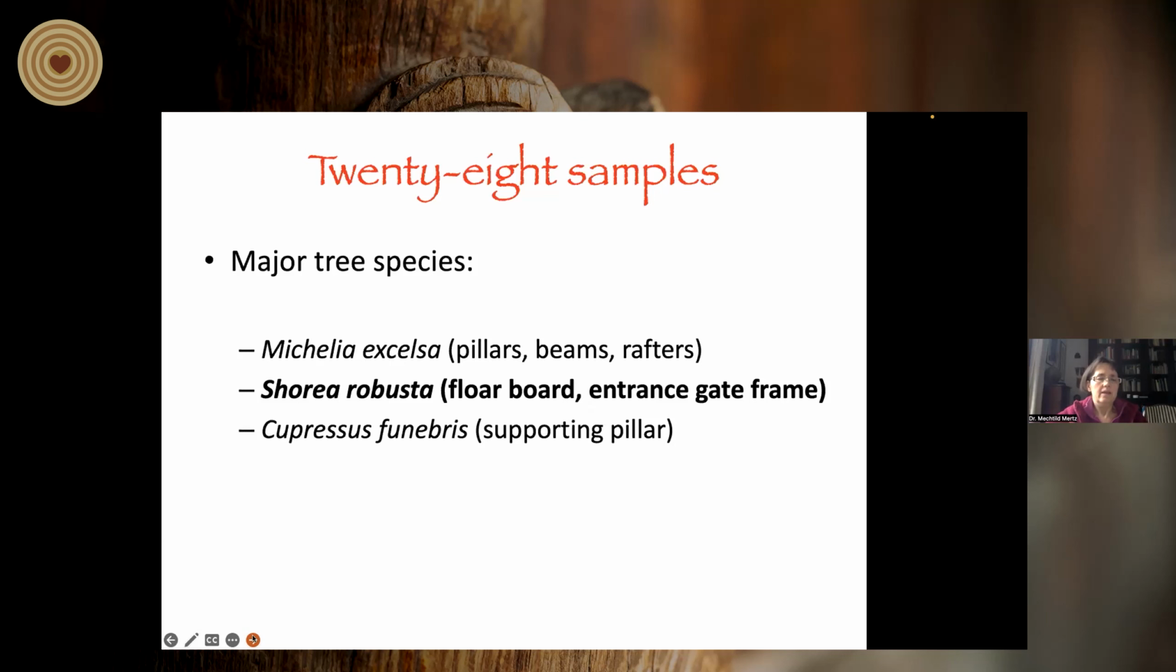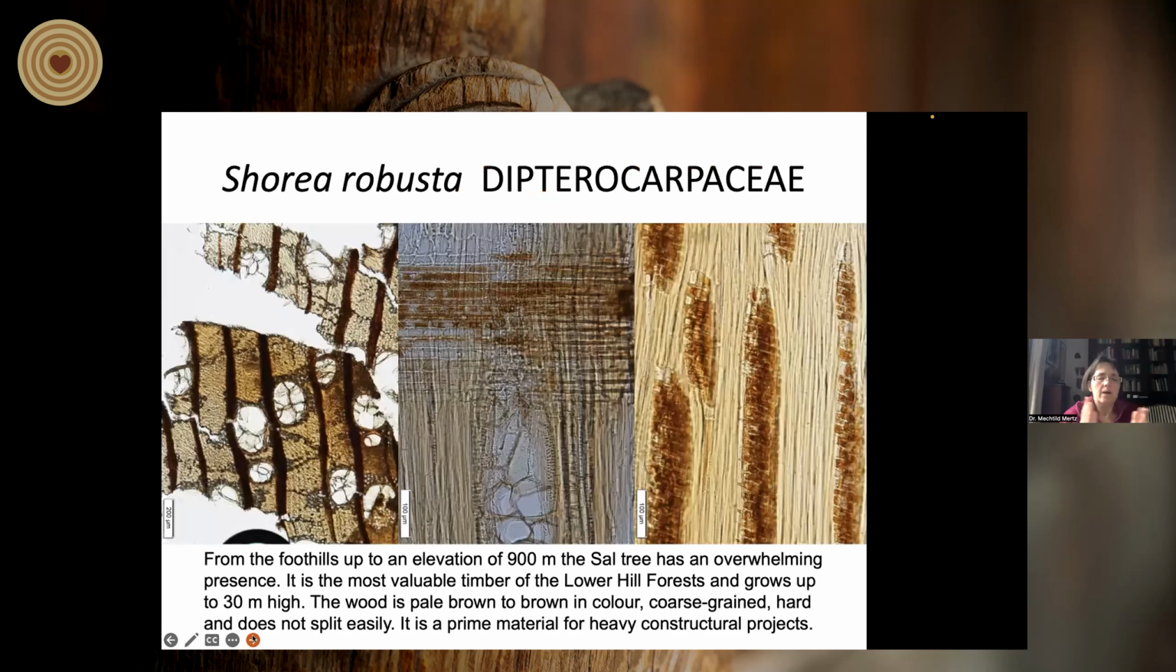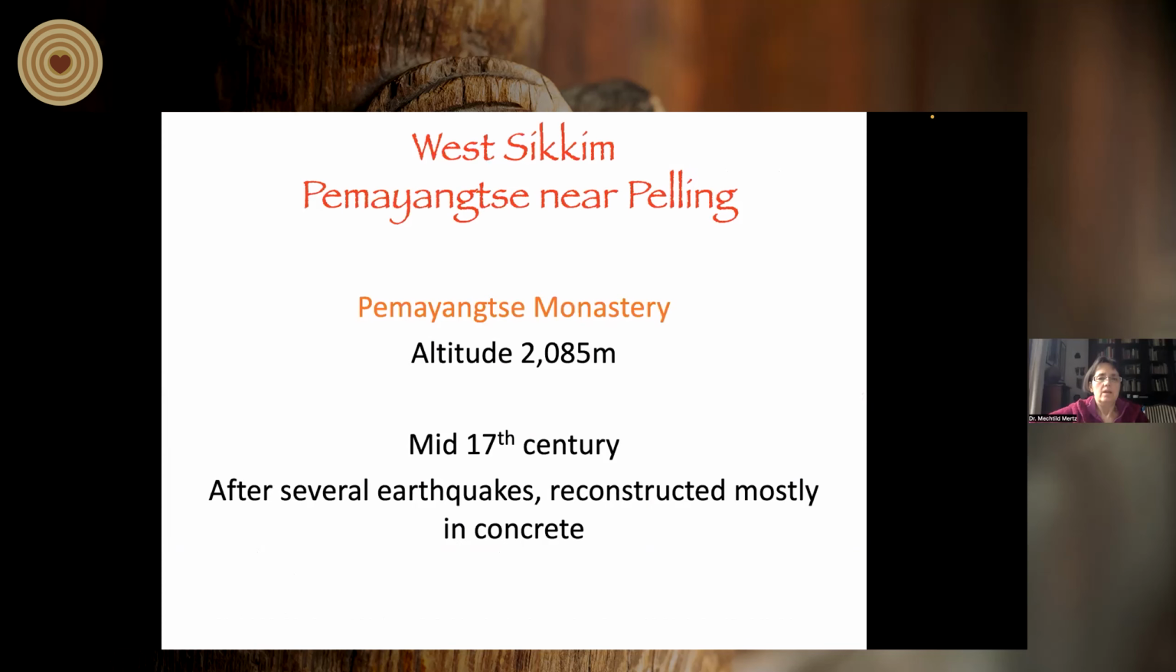And here I put this Shorea because you see here the anatomical features of Shorea, and it is also called the sal tree, and it is very strong, and it's used mostly for the floor at the bottom where people are walking on, so it's very much used.